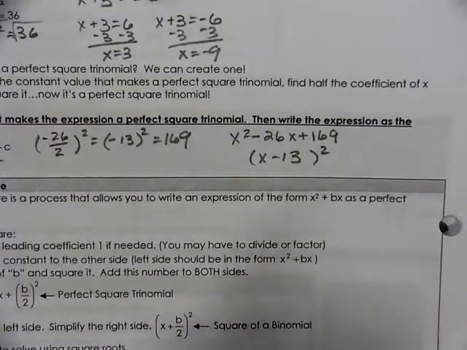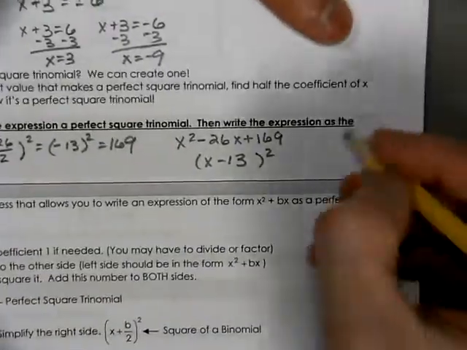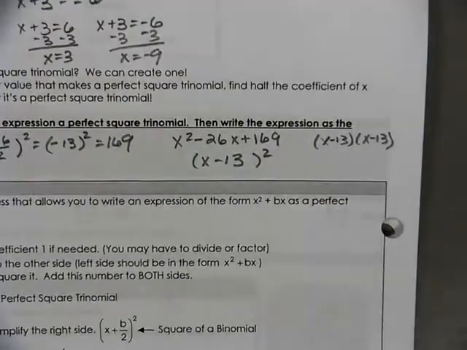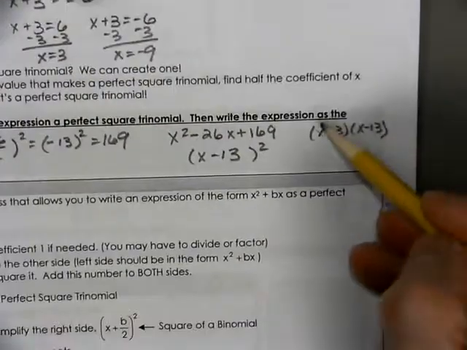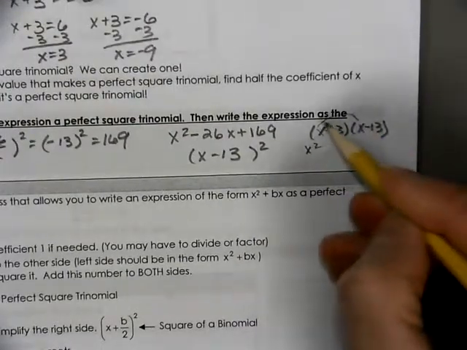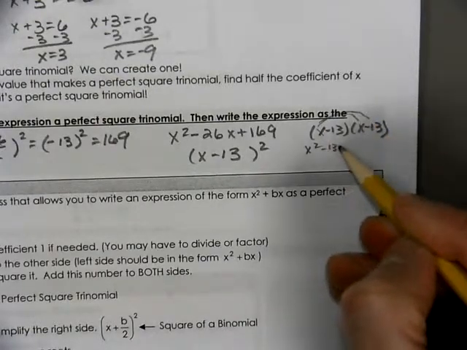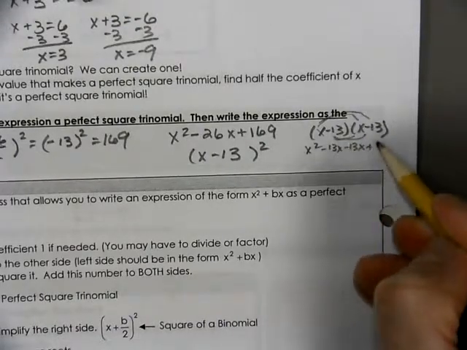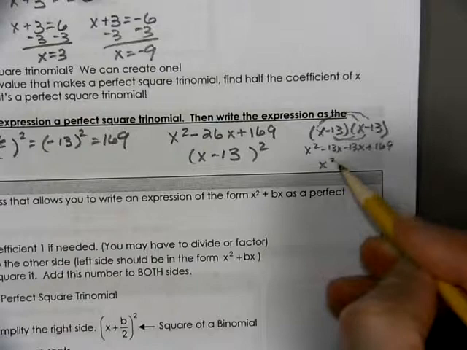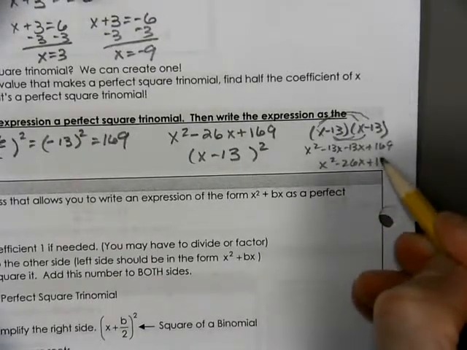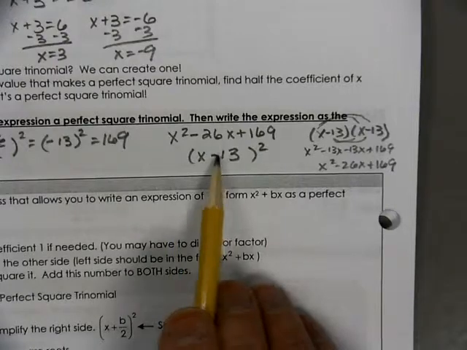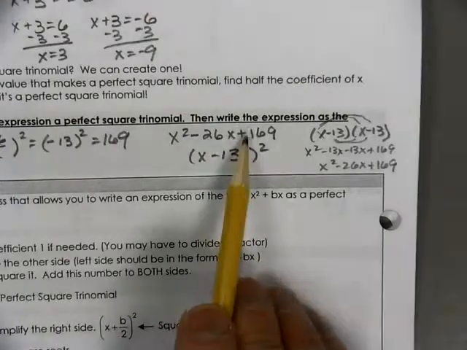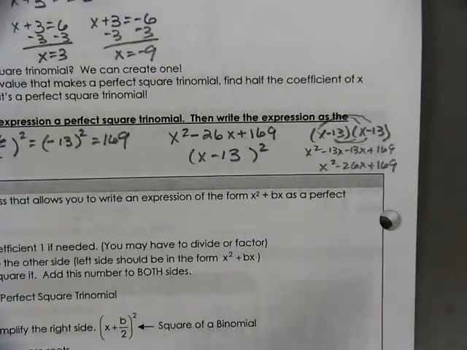13 squared. If you FOIL that out, remember, square means write it twice. X times x is x squared, negative 13x, negative 13x again, and a positive 169. So you see, x minus 13 squared is the same thing as x squared minus 26x plus 169.